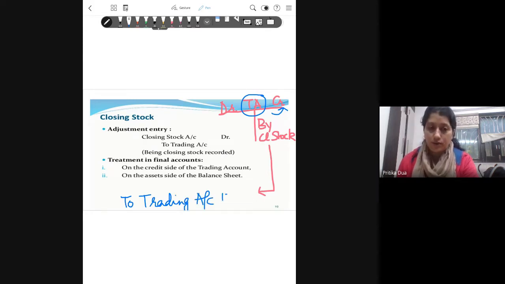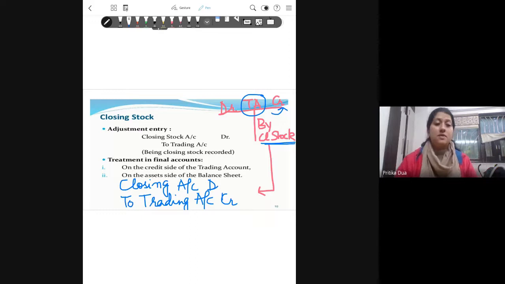Credit we don't write, but here to specify I'm writing, which means now the debit account is closing stock account. Closing stock account debit to trading account. This is the adjustment entry.